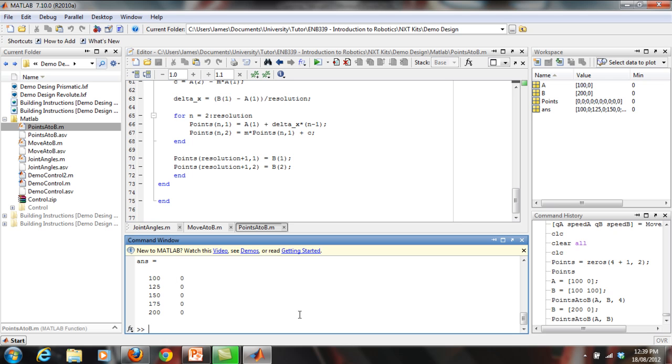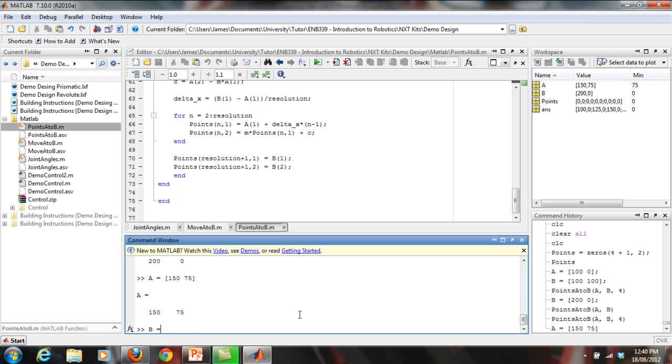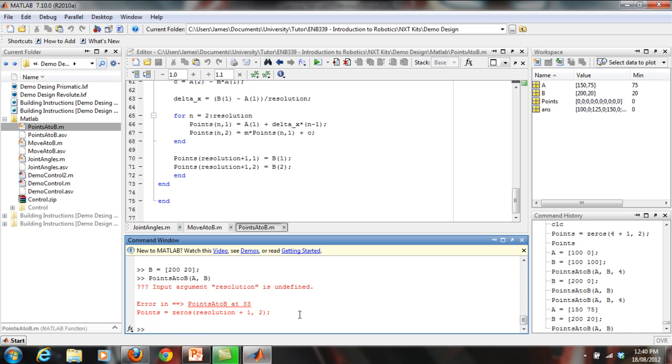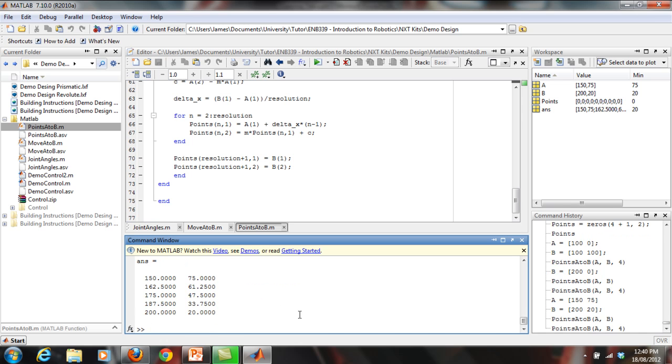And then if you just put in some random ones, so A equals 150, 75, and B equals 200, 20. And we call points A to B, and we go A, comma B. Oh damn, keep forgetting to do the resolution. Let's just put in the resolution 4 again. You notice you get these increments.